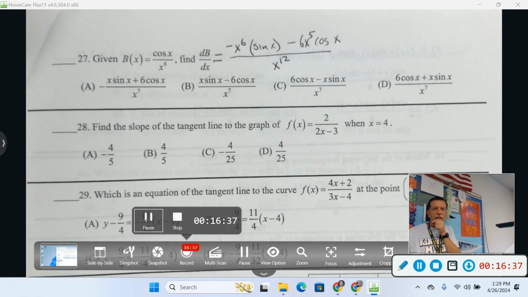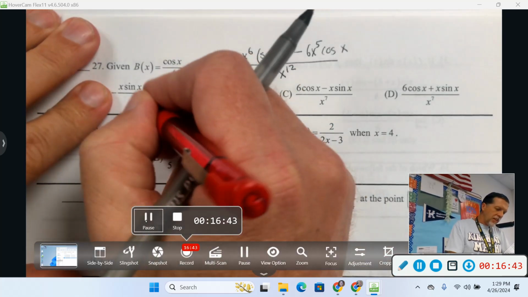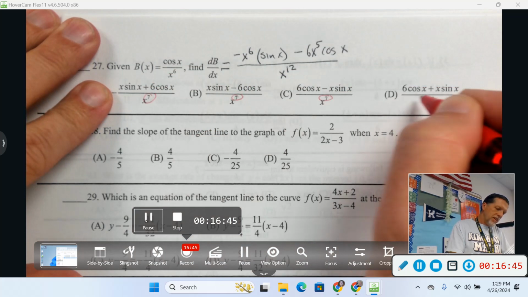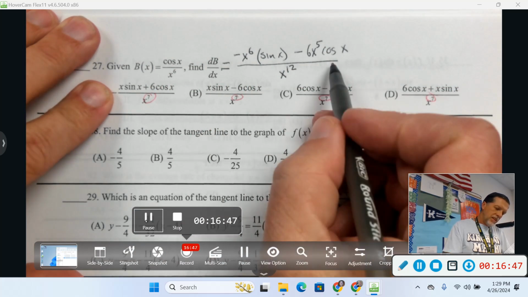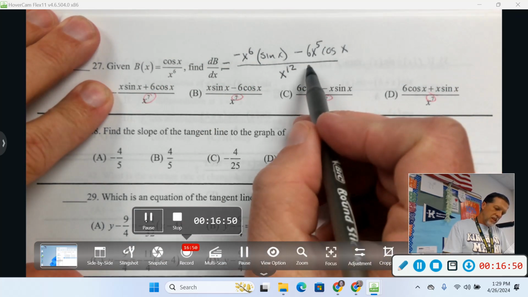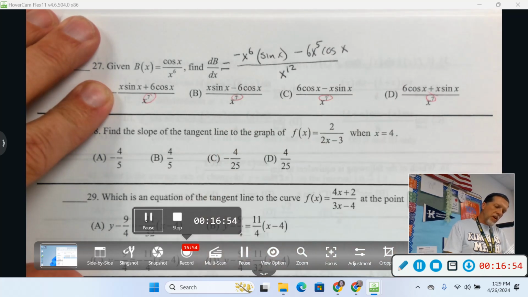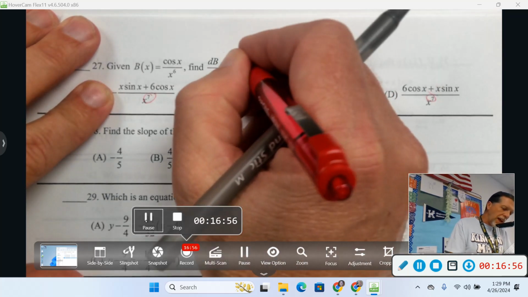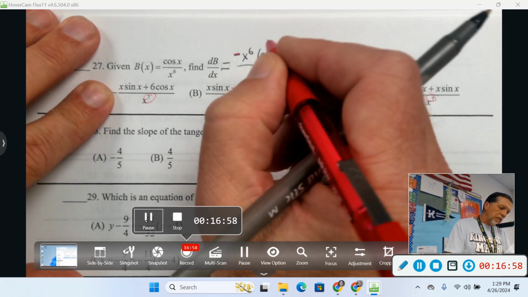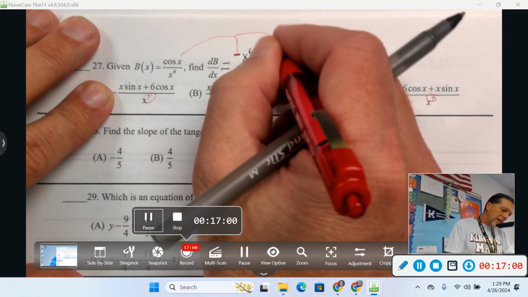That does not look like any of my answers, because all my answers have x to the 7th in them. Yes, sir? Negative x to the 6 is because you brought up the x. That negative comes from, like I wrote it kind of out of order, but that negative comes from the derivative of cosine is negative sine.